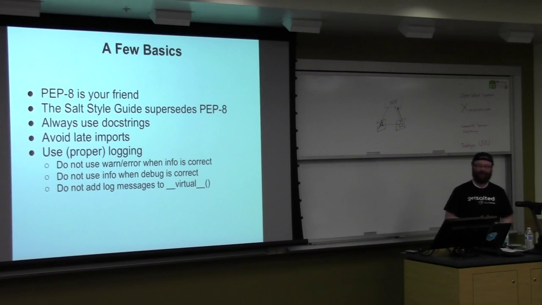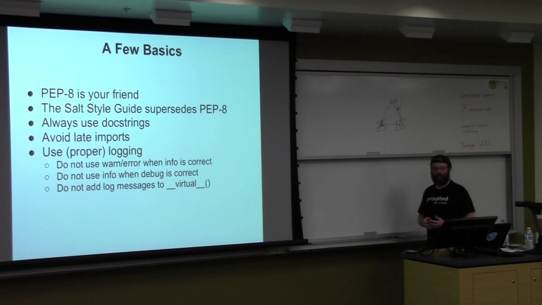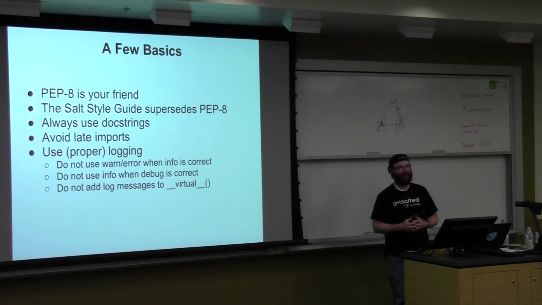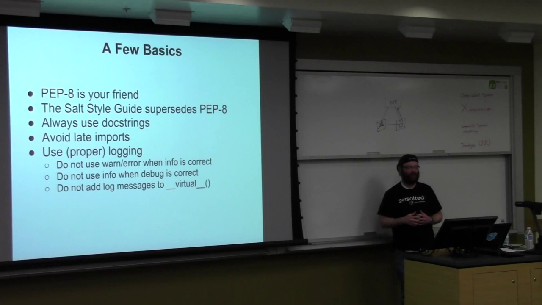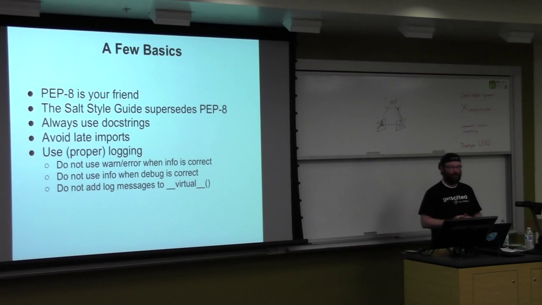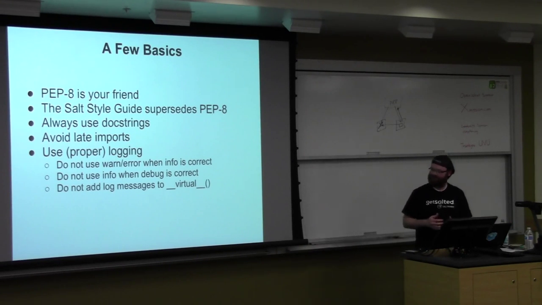You should always use doc strings for everything. And if you write an execution module that doesn't have a CLI example, and we'll get to that in a few slides, well, we'll know about it. Our Travis test will break, and you'll get emails. And so always have an example in there.